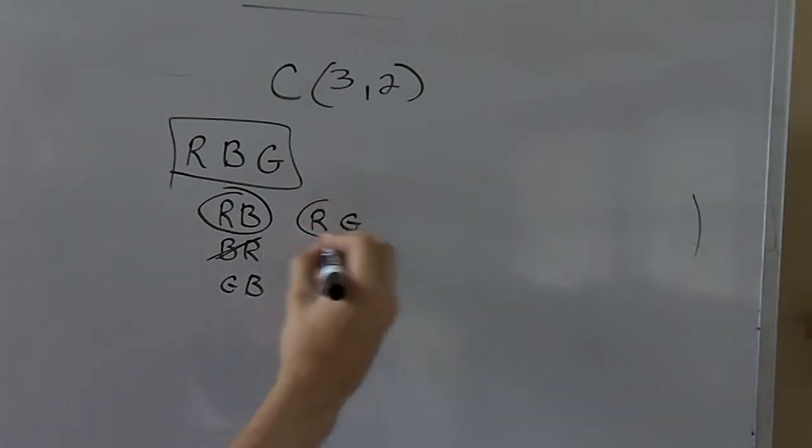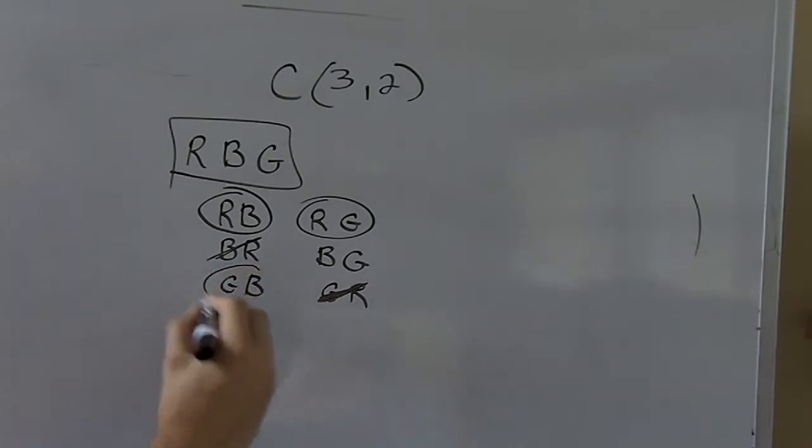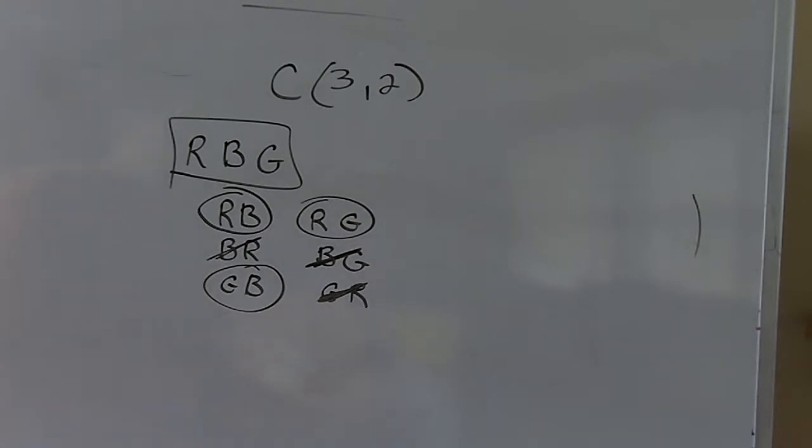Here's red green. Here's green red. Green red doesn't count. It's the same thing as red green. Here's green blue. Blue green doesn't count. And so there's a total of 3 combinations in this case.